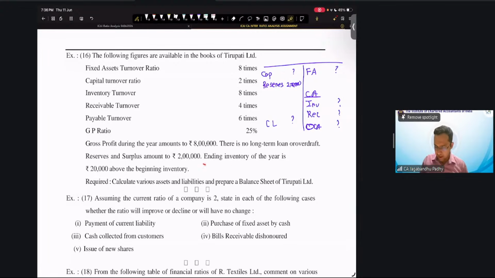And make a note that the ending inventory of the year is 20,000 above the beginning inventory. So whenever you're calculating inventory turnover, make sure you use the average inventory. Okay, so will you try to solve it? Everyone, will you give it a try? Just try it out in a rough format, and then I'll give the proper solution for this. Try it, guys.